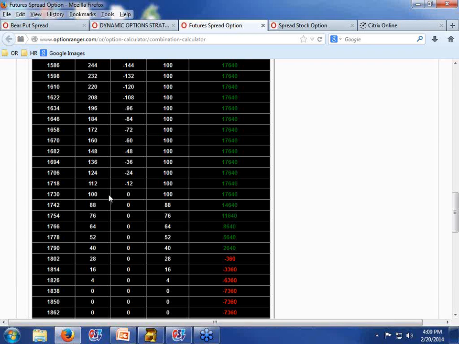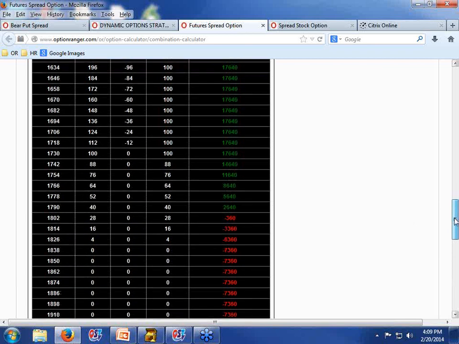Once you drop under 1730, as you can see, you've really maxed out, and any further drop is really not going to benefit your position intrinsically. But again, you can check your premium to see where that is day to day.